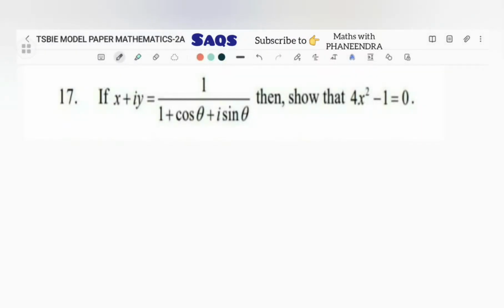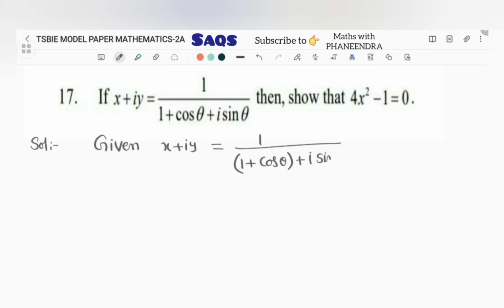The next question, number 17. If x plus iy is equal to 1 by 1 plus cos theta plus i sin theta, then show that 4x square minus 1 equal to 0. See here, given x plus iy is equal to 1 by 1 plus cos theta, the real part, plus i into sin theta, the imaginary part.